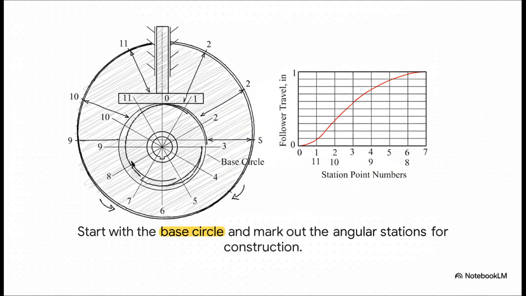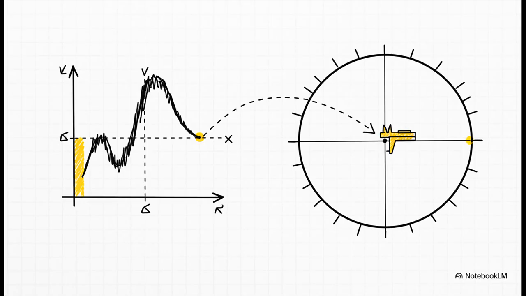This is the smallest radius the cam profile will have. Then you mark out your angular stations around it, kind of like slicing up a pizza, maybe in 10 or 20 degree increments. These angles match the angles on our displacement diagram, creating our coordinate system. Now, for each one of those angular pizza slices, we go back to our displacement graph. Let's say at 30 degrees, the graph tells us the follower has a lift of 15 millimeters. You go to your 30-degree line on your drawing, and you measure 15 millimeters straight out from the base circle. You just repeat that for every station all the way around.